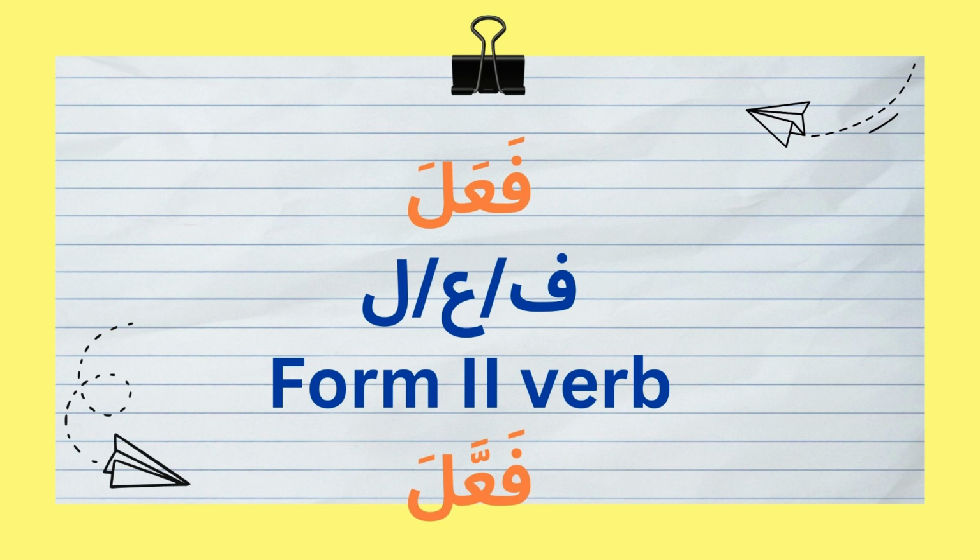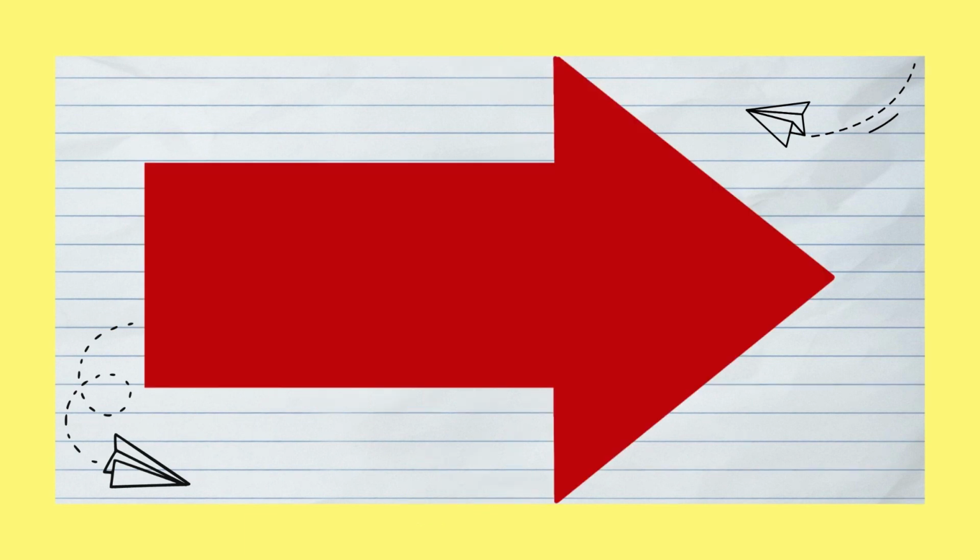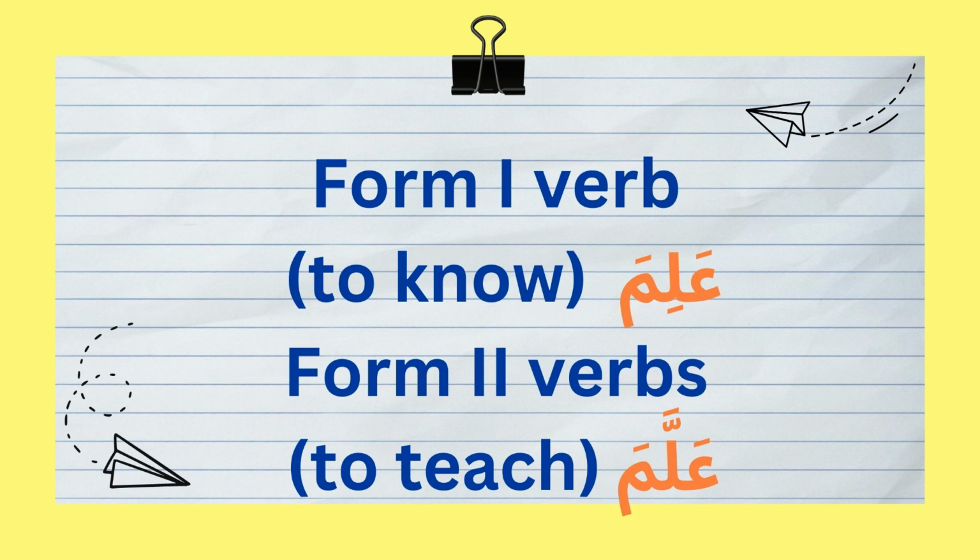So for instance, form one verb alima, which means to know. In form two verbs, it becomes allama, which means to teach. So form two verbs have a causative meaning. They're transitive and they have a causative meaning. So while alima, as a form one verb means to know, allama can mean literally to cause someone to learn, which means to teach.